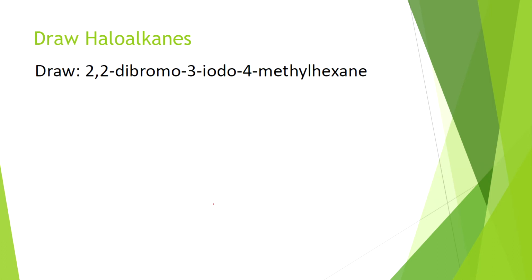So let's go on to drawing haloalkanes. Like all drawing diagrams, we would start off with the main chain first. So let's just draw a hexane. This would be a hexane. Now on the second carbon, we add two bromines, an iodine on the third carbon, and a methyl on the fourth carbon. So 2,2-dibromo-3-iodo-4-methylhexane would look somewhat like this.